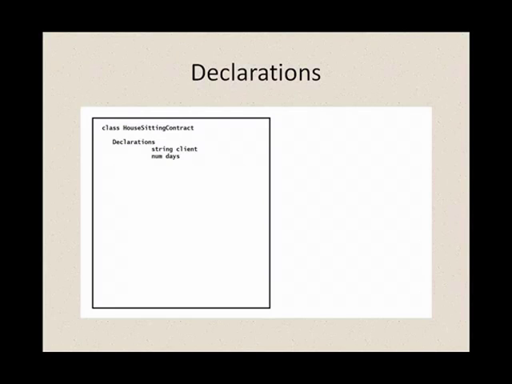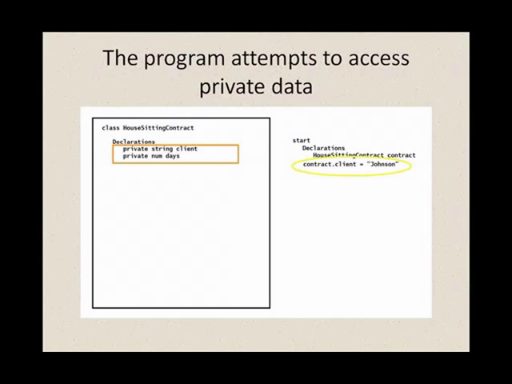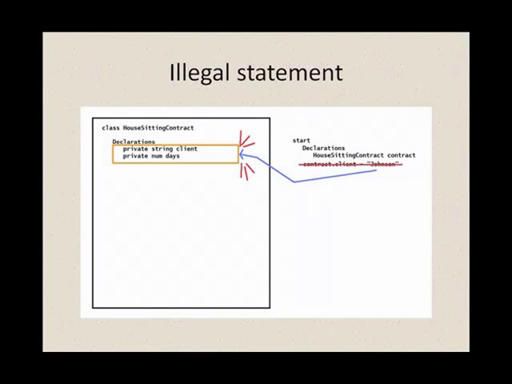Typically, when you create a class, you make most data private. Making the data private constructs a sort of barrier around it that prevents outside classes or outside programs from using the data in any way that the class has not approved of. For example, suppose you start a program and you declare a house-sitting contract object named contract. If you decide to assign a value to contract.client, when you attempt to access the client, you can't get in. The data is private. This statement is illegal.